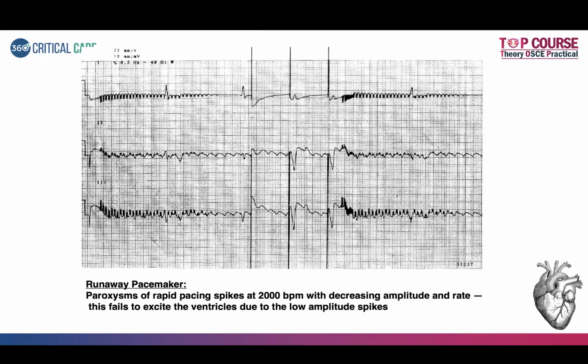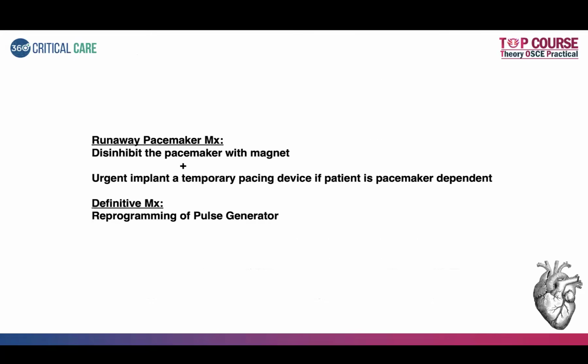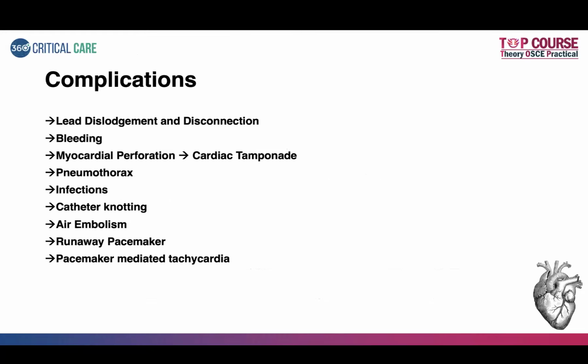So this is just an ECG of a runaway pacemaker, that is paroxysms of rapid pacing spikes of 2000 beats per minute with decreasing amplitude and rate. So this fails to excite the ventricles due to the low amplitude spikes. Again, the management for this is to disinhibit the pacemaker with a magnet, then urgently implant a temporary pacing device if the patient is pacemaker dependent, and the definitive management is reprogramming the pulse generator.